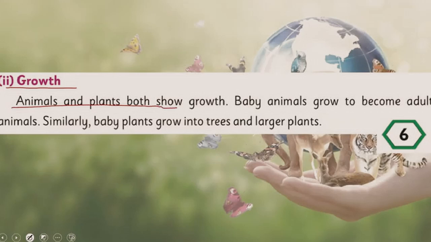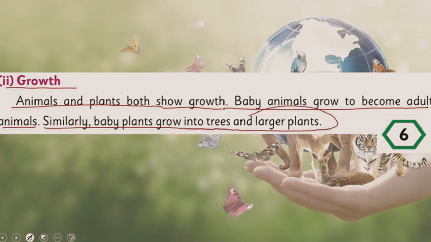Animals and plants both show growth. Baby animals grow to become adult animals. Similarly, baby plants grow into trees and larger plants. So my dear students, दोनों में ही growth होती है. Baby animals जो होते हैं, they grow into adults.